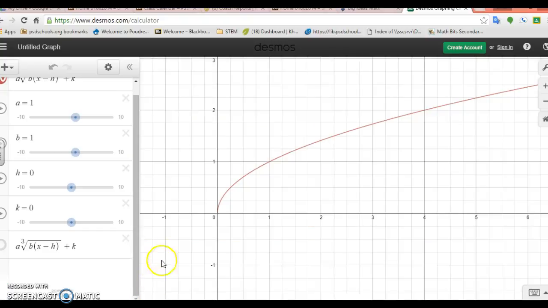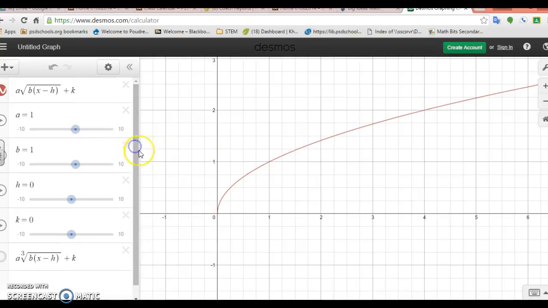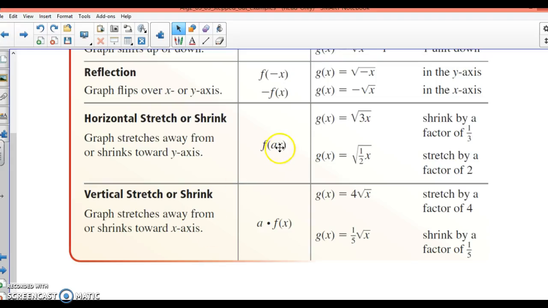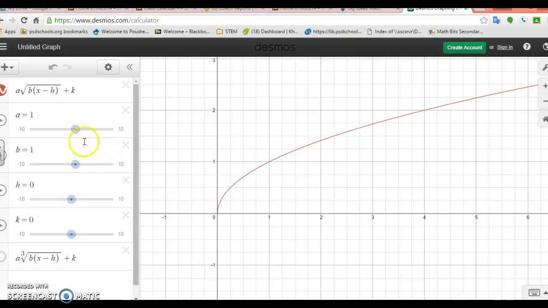So here's a really cool website. This is Desmos. What I've done here is I've just created my parent functions. You'll see this red graph that I have graphed is just a generic radical square root function with a, b, h, and k. These are the values that we just looked at. This horizontal stretch, I called b instead of a. Okay, so then what I can do is I can just change all of these values.